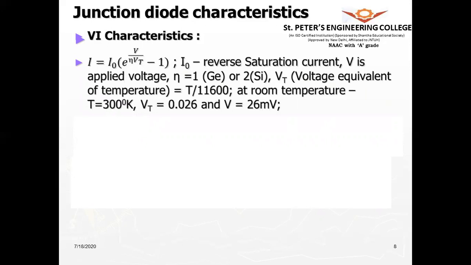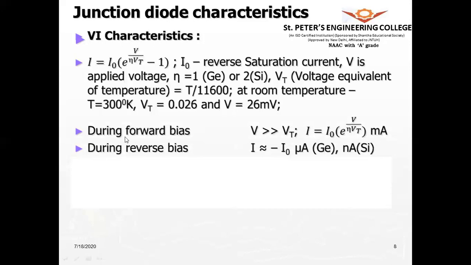Where T is the temperature in degrees Kelvin, and Vt will be equal to 0.026. If you take room temperature at T equals 300 degrees Kelvin, then Vt will be equal to 26 millivolts. So that means the applied voltage should be at least 26 millivolts for the diode to work.